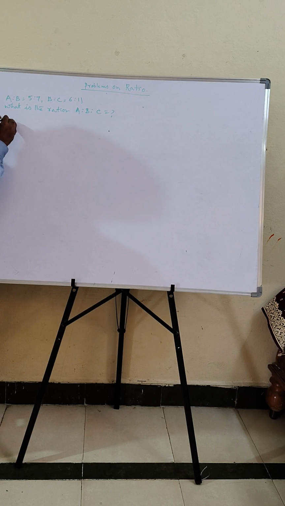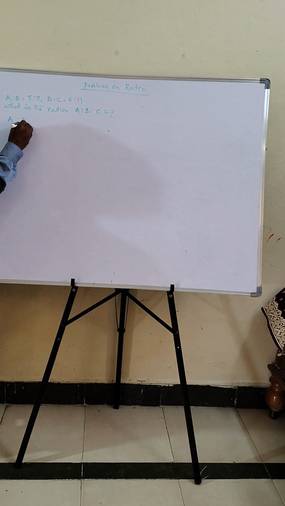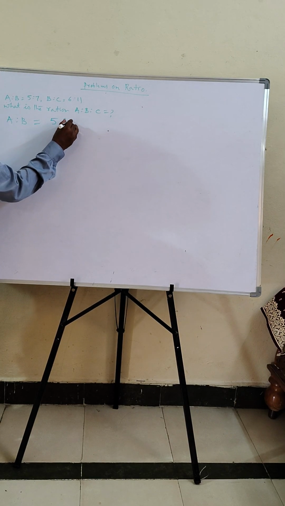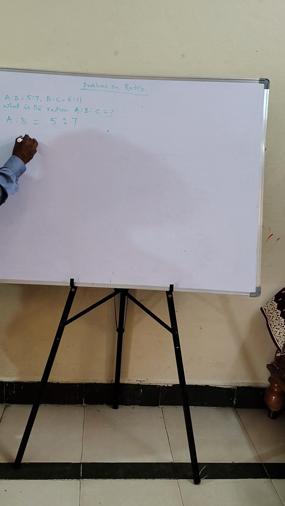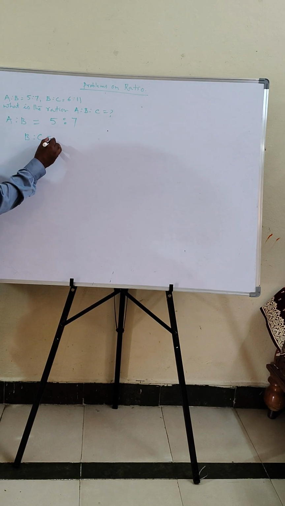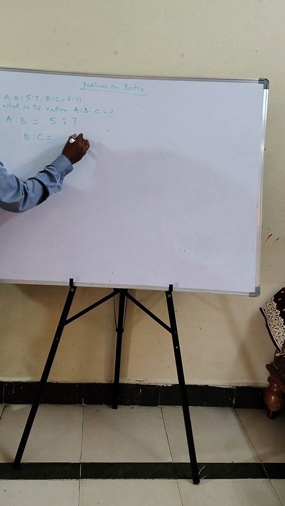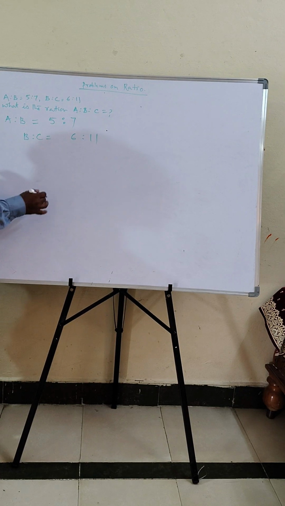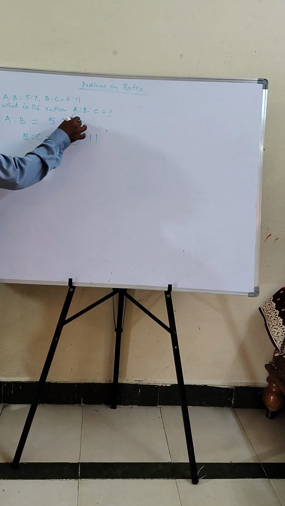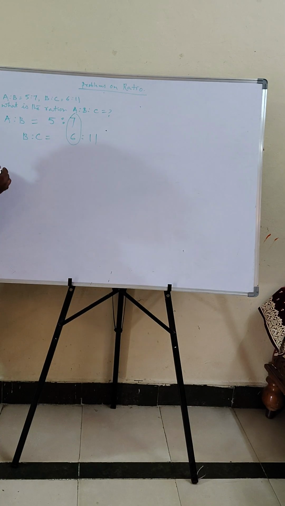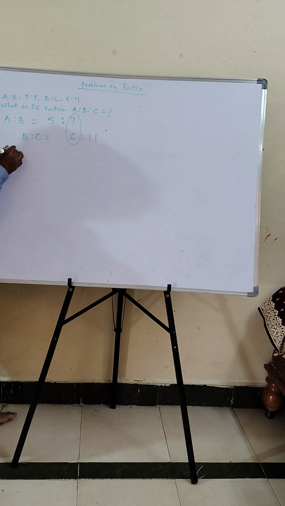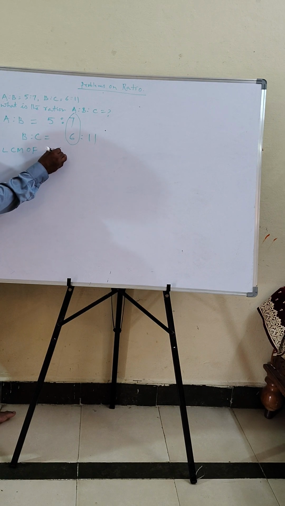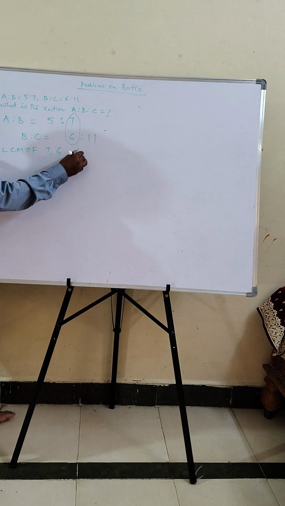Here A is to B equal to 5 is to 7. Here B is to C equal to 6 is to 11. First we have to take the LCM of 7 and 6. LCM of 7, 6 equal to 42.